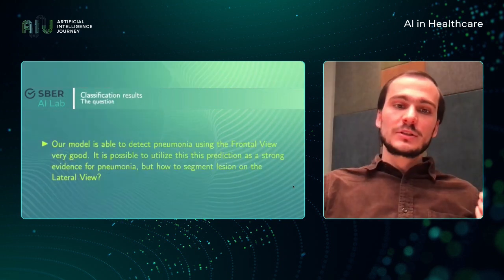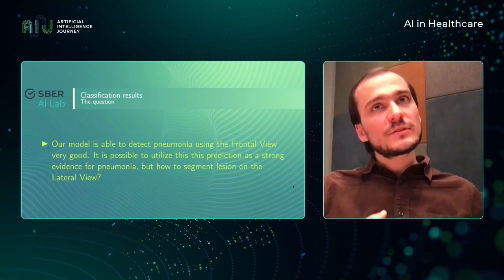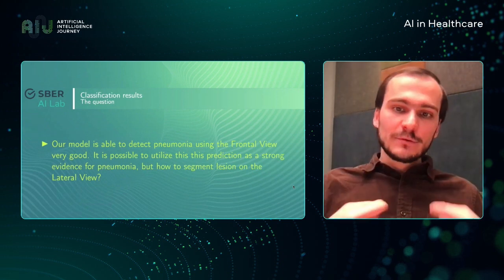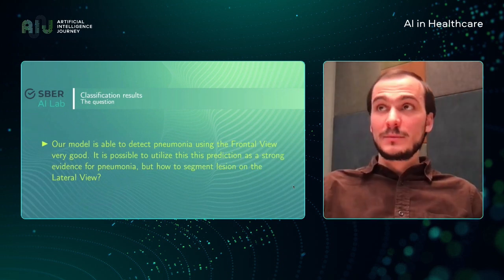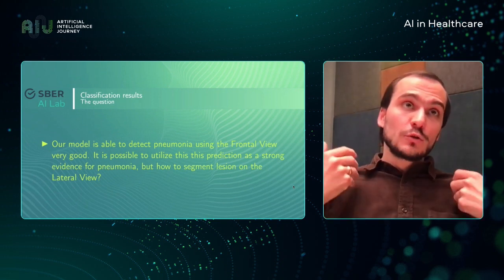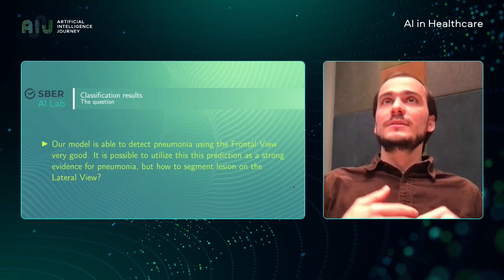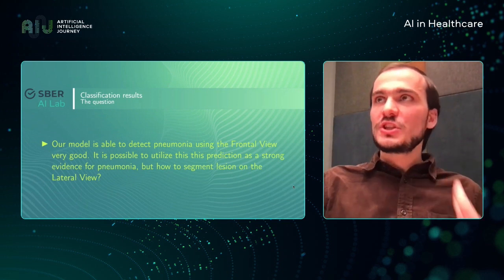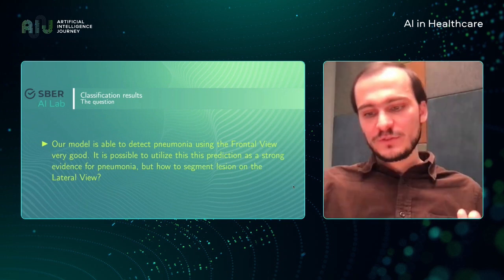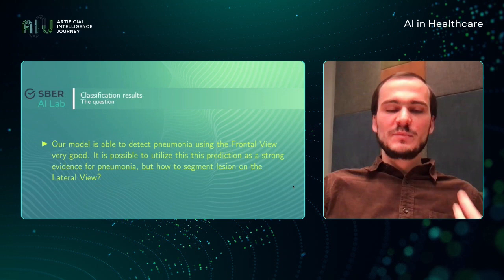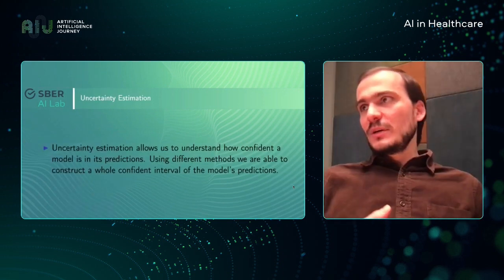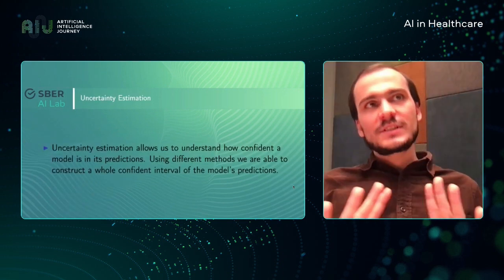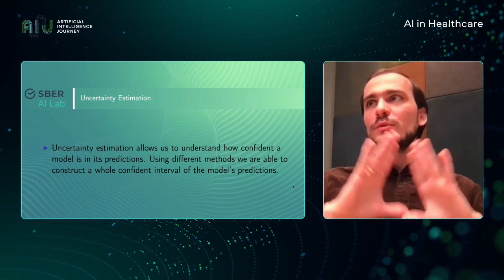And the frontal view shows that the model doesn't give us false positives, and this can be used as a signal to restore the segmentation in the lateral view. If we know that there are no mistakes here, and we do not miss pneumonia here, then we can try and recover the segmentation in the lateral view. In our work, we do it through assessment of uncertainties.